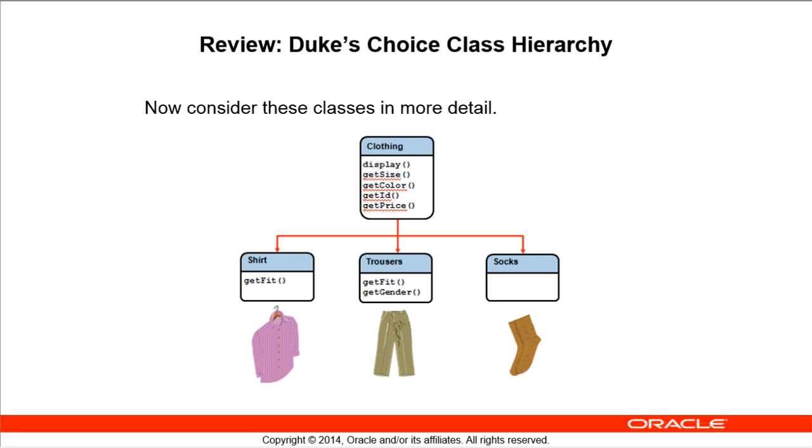The trousers class can be instantiated and have the display method called from clothing, even though the trousers class doesn't contain a display method. And the socks class can be instantiated and have the getID method called from clothing, even though the socks class doesn't contain getID. They're all inherited from the clothing class.